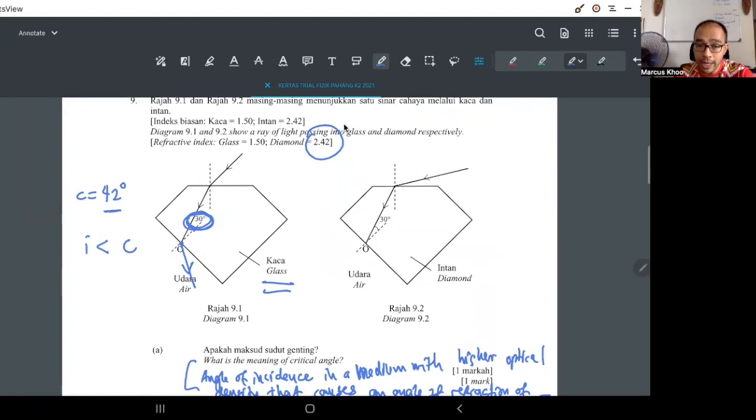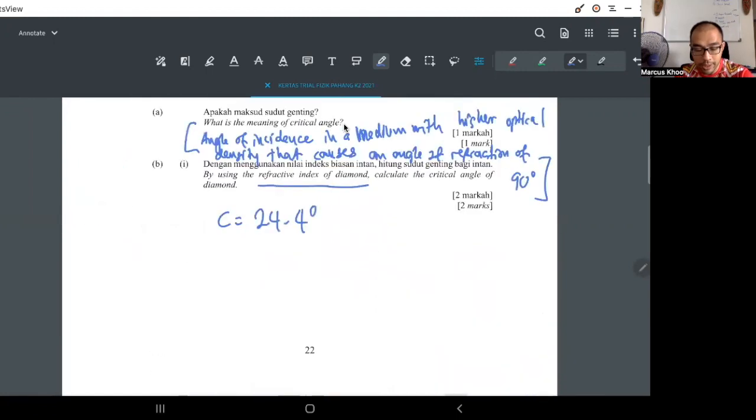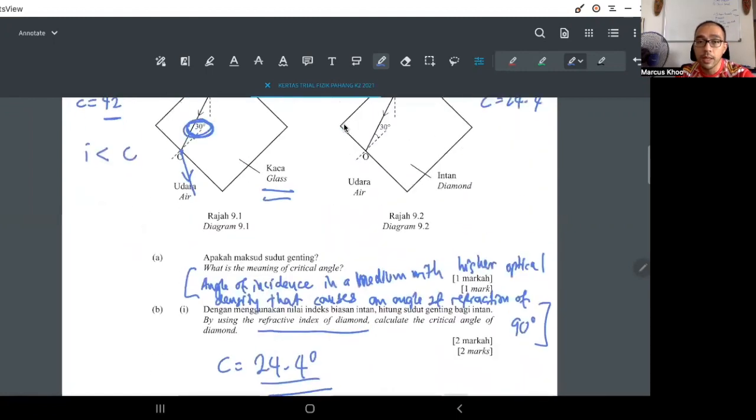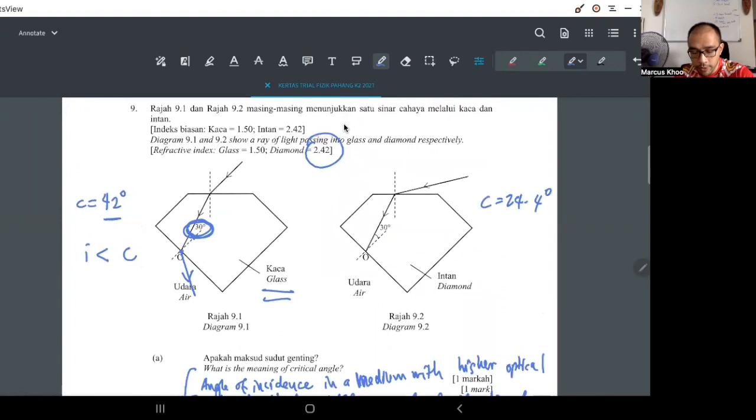Now in the case of diamond, our C is 24.4 as you calculated over here. So C is 24.4, but our I is 30 degrees. So in this case, I is more than C. If the incident angle is bigger than the critical angle, what will happen? Total internal reflection will happen.